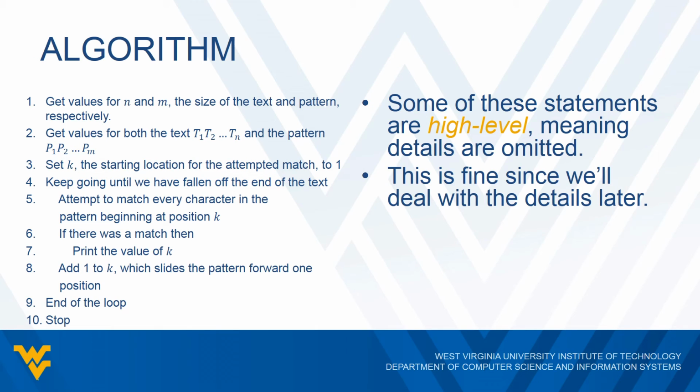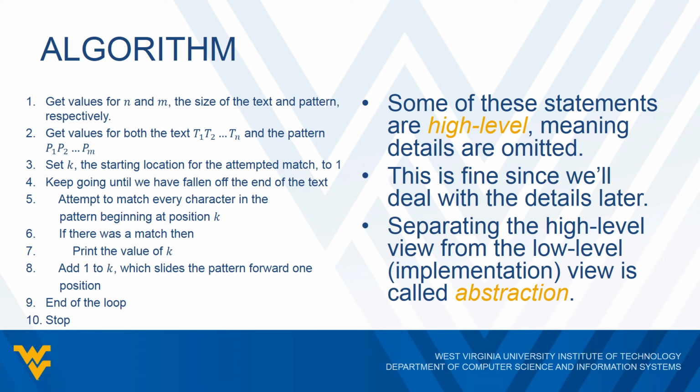And for now, that's okay. It's fine that we have some of these high-level steps where some of the details are omitted. And you might think, well, wait a minute. We said before that we need to have primitive operations. We need to make sure that the computer knows exactly what's going to happen. That's okay. We will deal with those details later on. This is a high-level approach for handling our algorithm. So what we're really doing here is separating the high-level view from the low-level view. And by a low-level view, we're talking about the implementation. How do we actually implement it? And this is what we call abstraction.